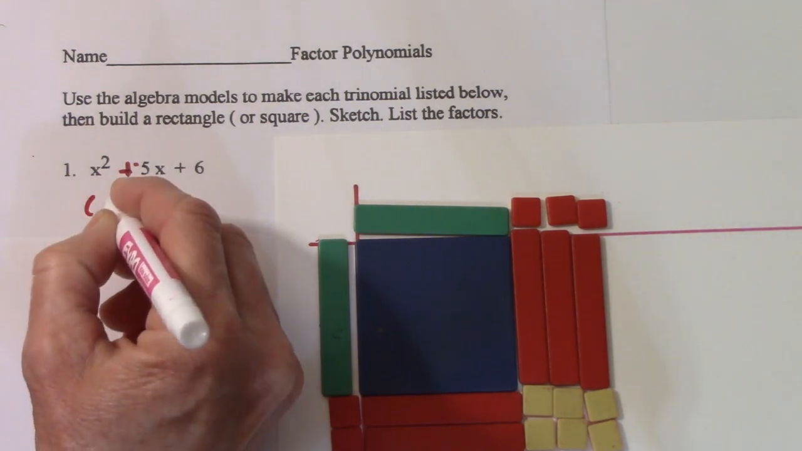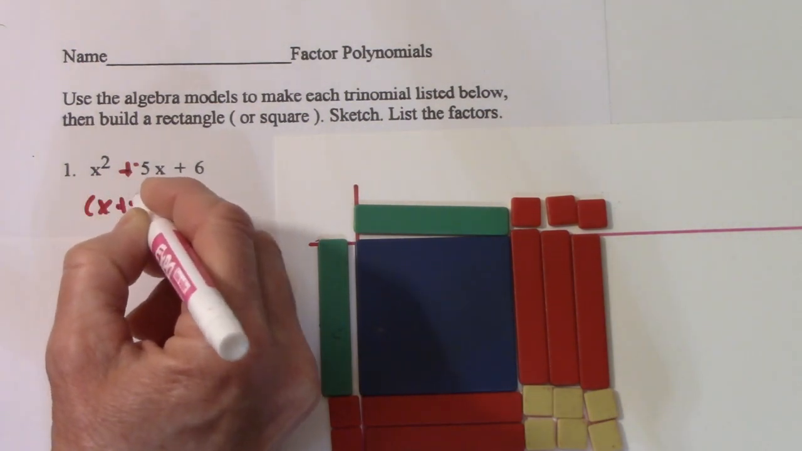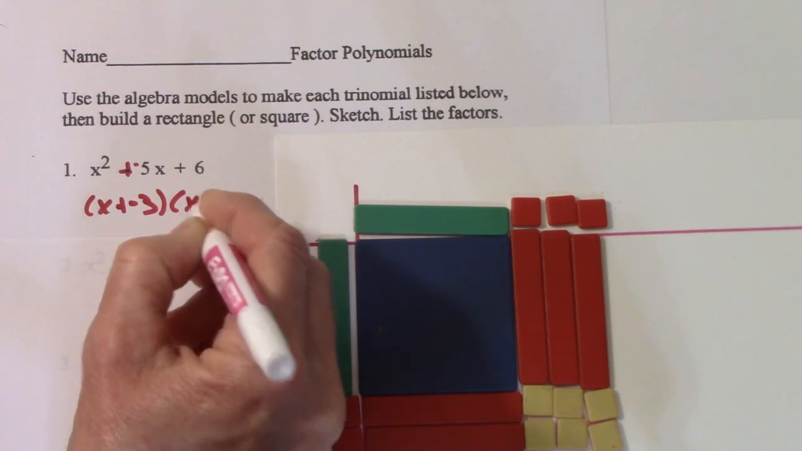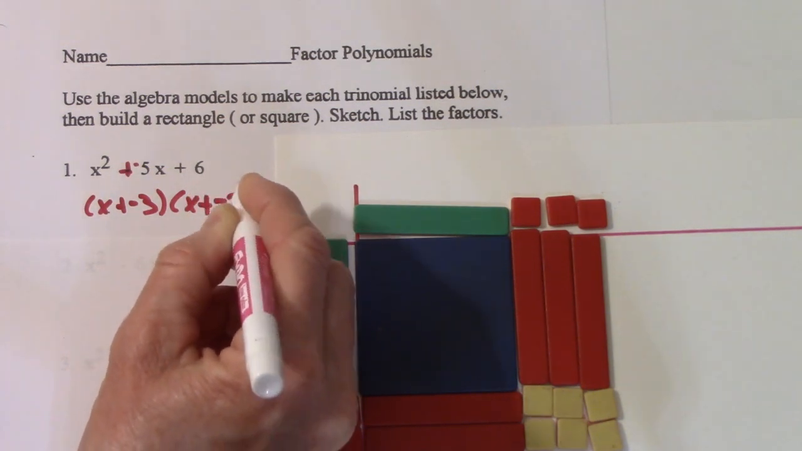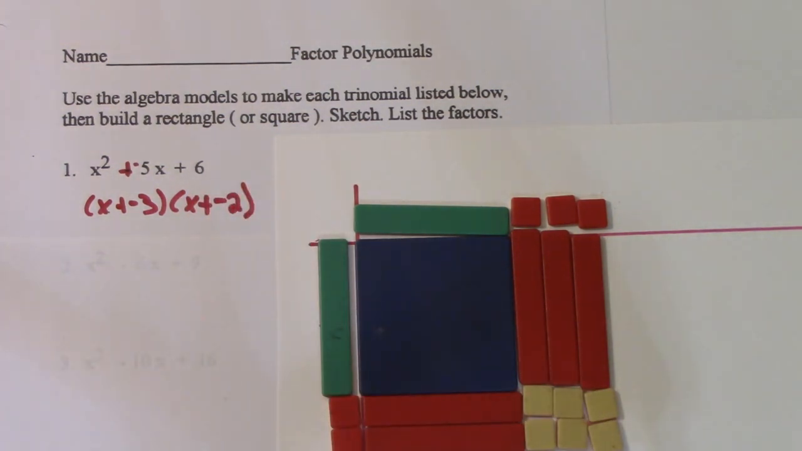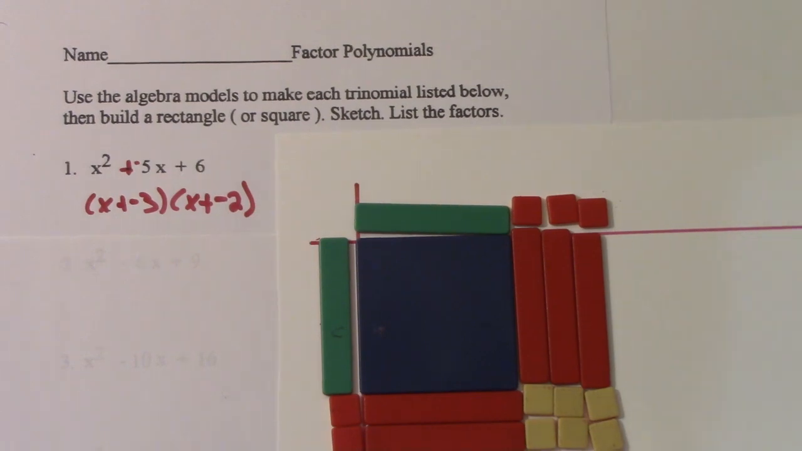So I have x plus negative 3 times x plus negative 2. And then the negative 2 times the negative 3 gave me a positive 6. And my middle term is going to be negative.